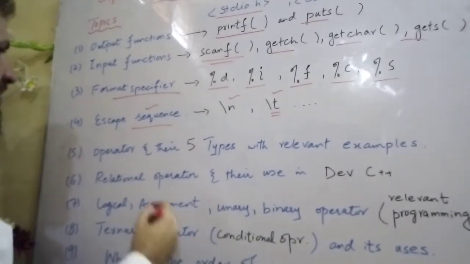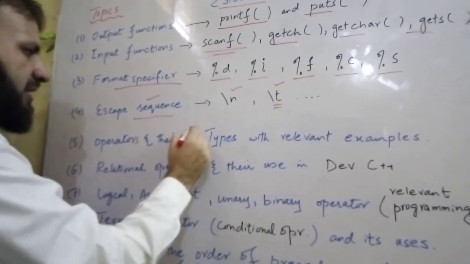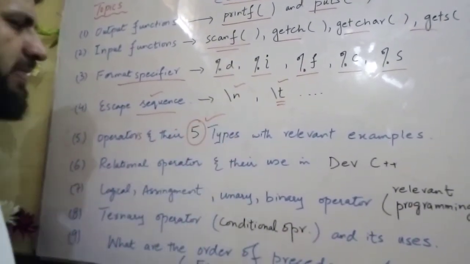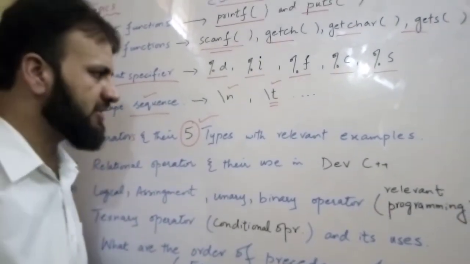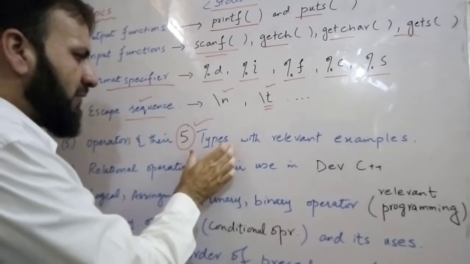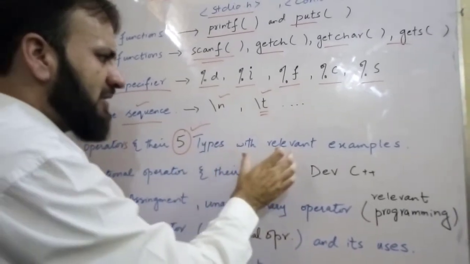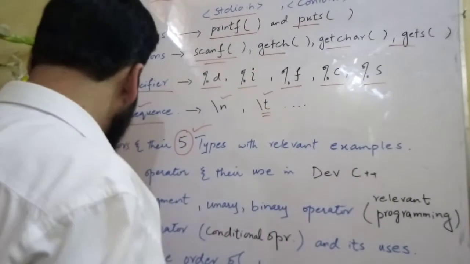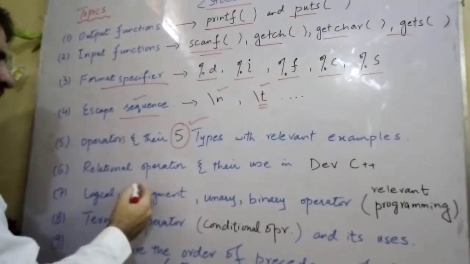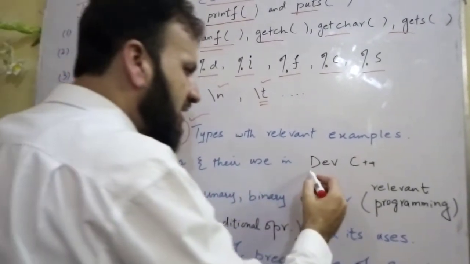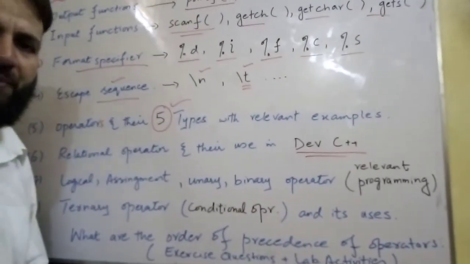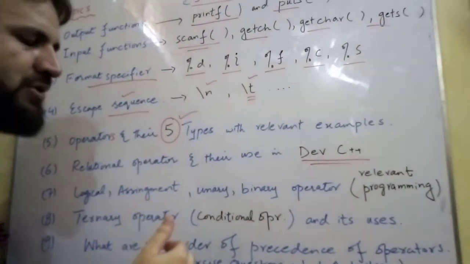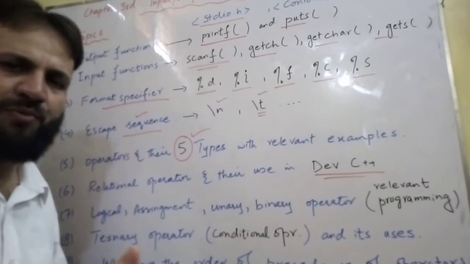Next topic, operators. We will study operators and there are several types. These are arithmetic operators, relational operators, and logical operators. We will study each operator one by one and see relevant examples. We will perform programming relevant to each operator, showing how we can use these operators in Dev C++ programming.